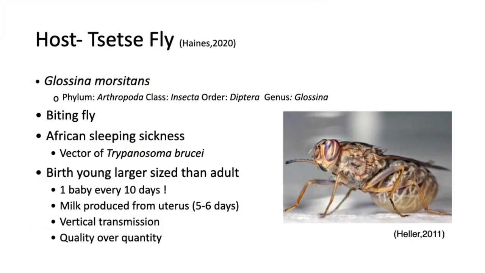So first up, we are going to talk about the host of this system, the tsetse fly, also known as Glossina morsitans.